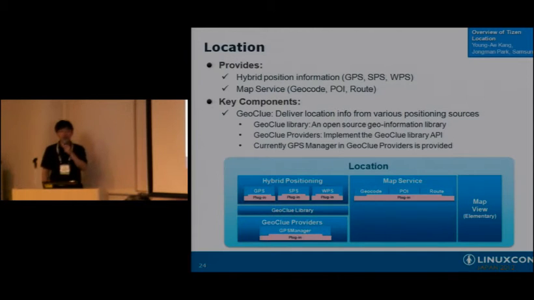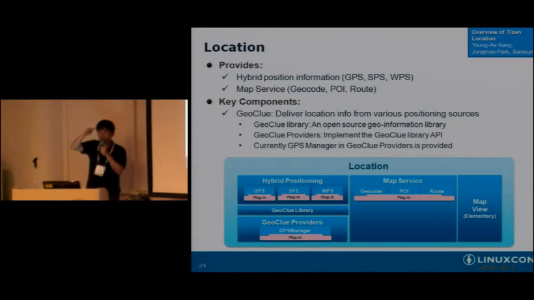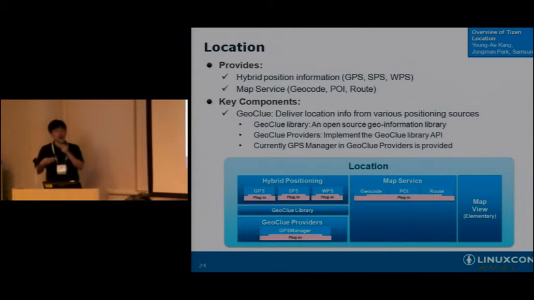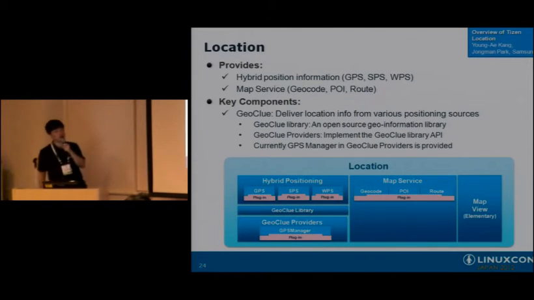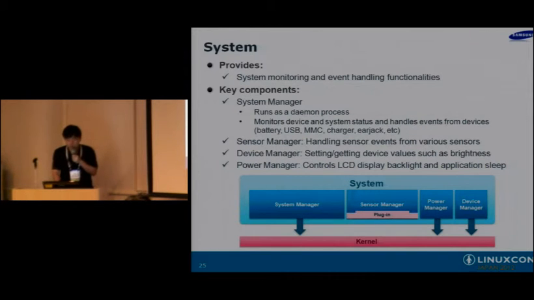And the key components here are basically an API library for the client application, and there is a provider for supporting the API. So the provider has the implementation of the GeoClue library API. So location services provide these features. And we have talked about Tizen location. So you can download the slides and look into the details.